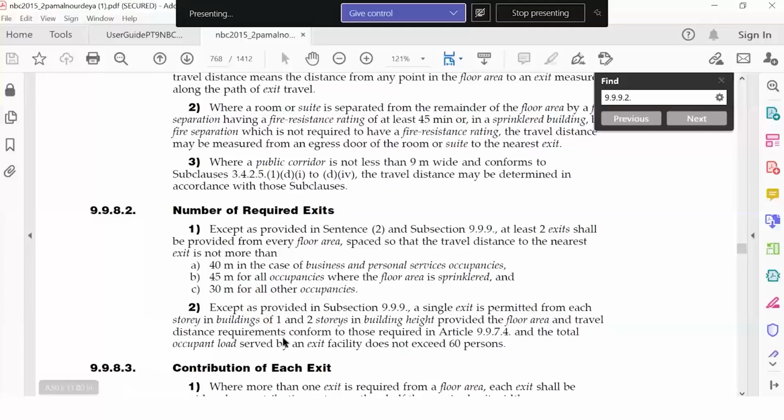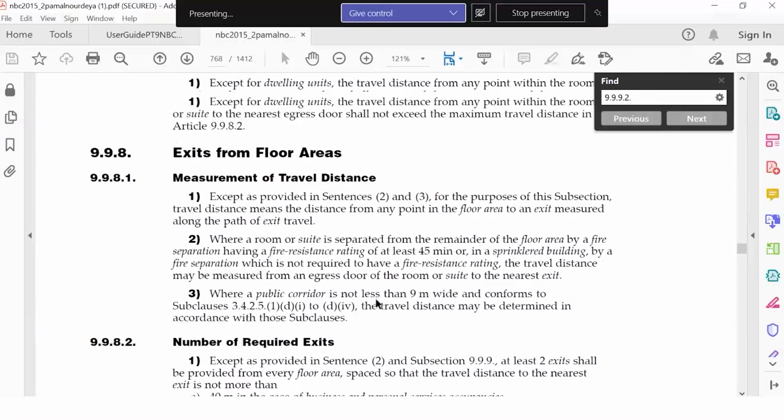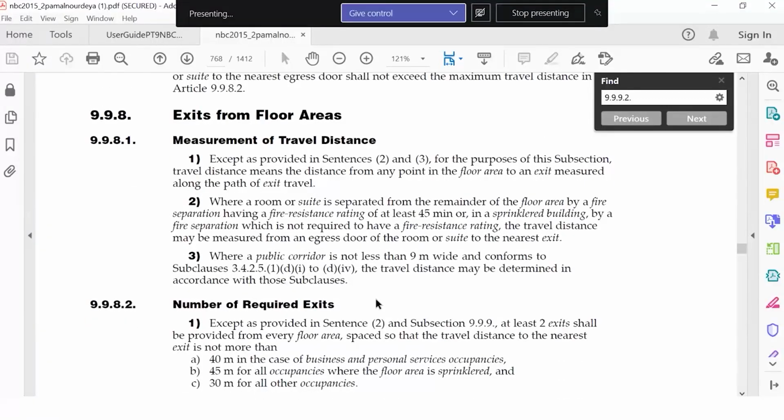Also, they are required for the travel distances to an exit. The travel distance to an exit can be measured from a protected corridor. So for the openings into the protected corridor, into the fire separated compartments, into the corridor, you measure the travel distance from the door of the corridor. Or if that corridor is not separated, you need to measure it from the inside of the unit. So this is the measurement of the travel distance.